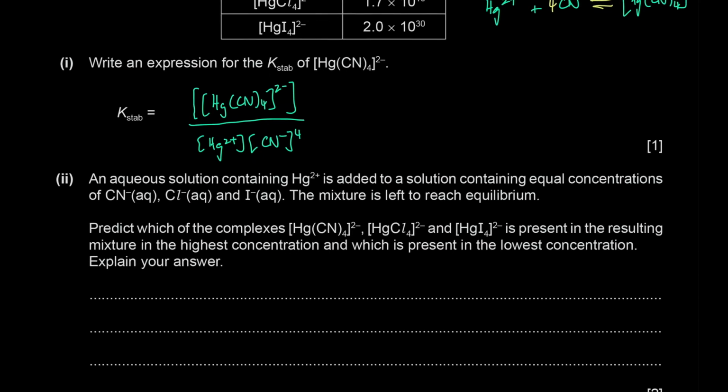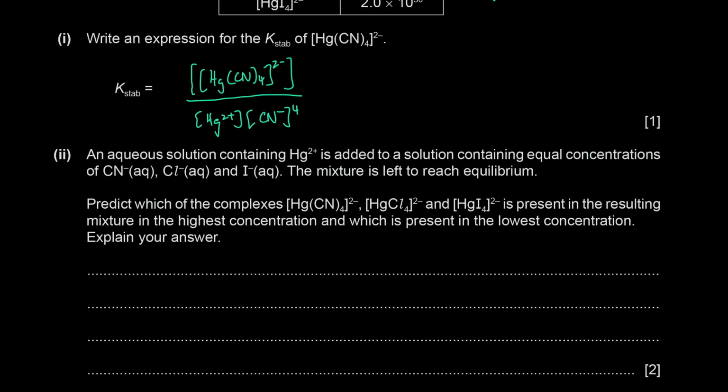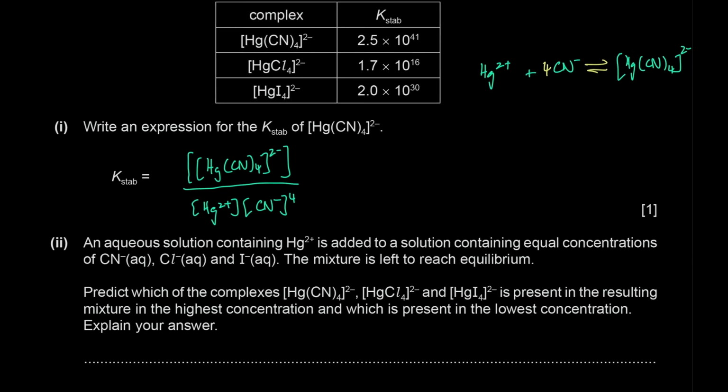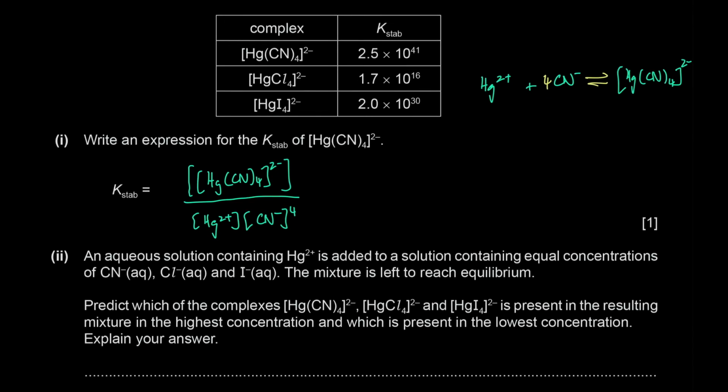An aqueous solution containing Ag2+ is added to a solution containing equal concentrations of cyanide ions, chloride ions, and iodide ions. The mixture is left to reach equilibrium. Predict which of the complexes is present in the resulting mixture in the highest concentration and which is present in the lowest concentration. Explain your answer. Now they've given us the stability constants for each of these complexes. We have equal concentrations of cyanide, chloride, and iodide, and all of them will form a complex with Ag2+.